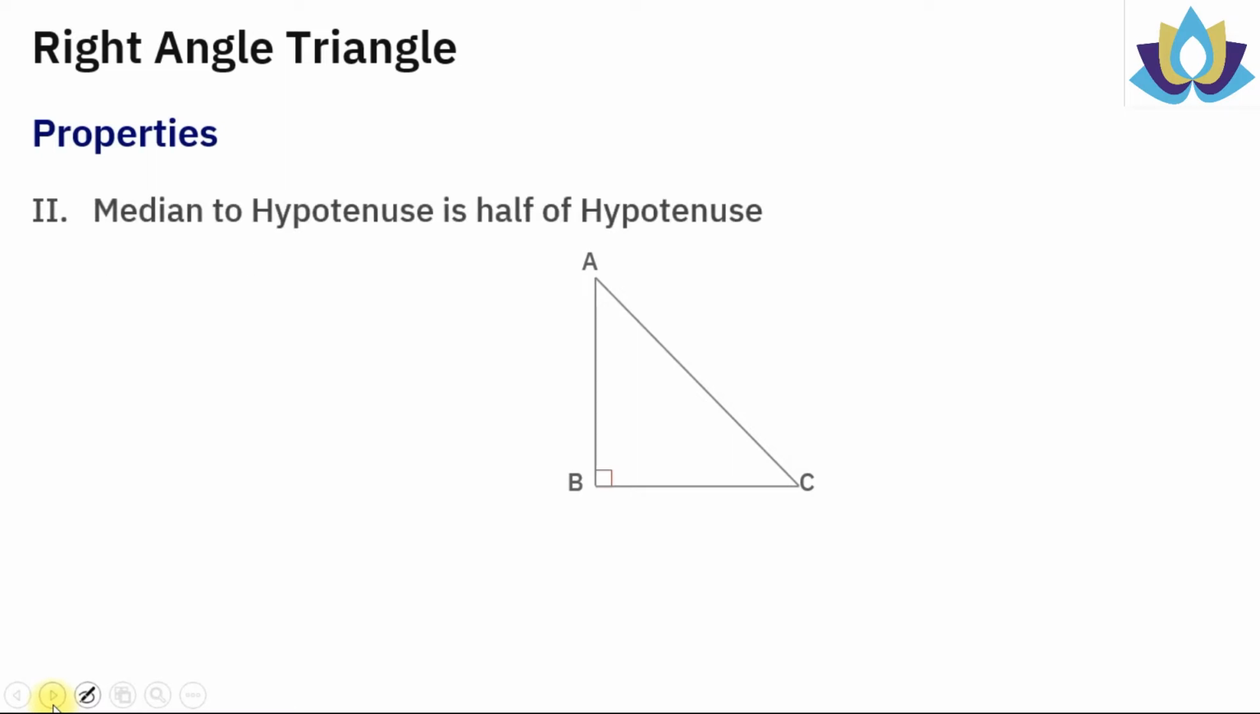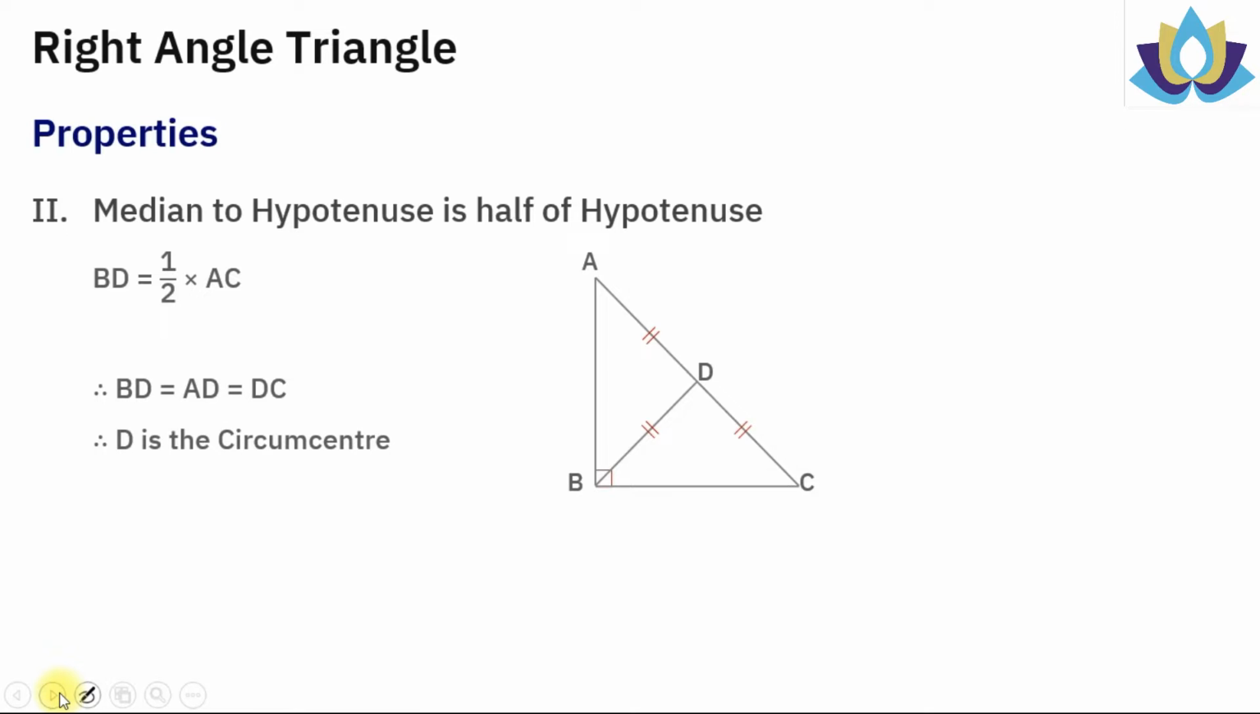Now the median to the hypotenuse is half of the hypotenuse. So if you draw this, BD is half of AC, and in short that means BD is equal to AD and CD as well. Now this is one special case in the case of a right angle triangle.